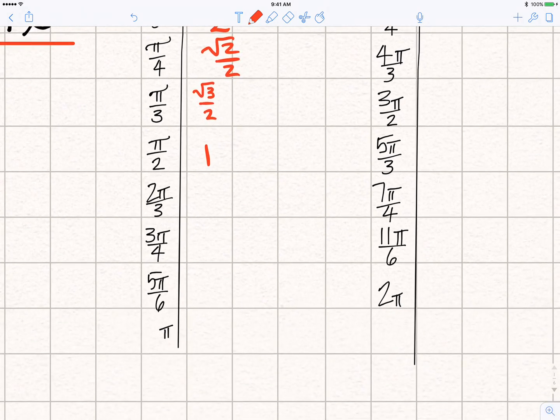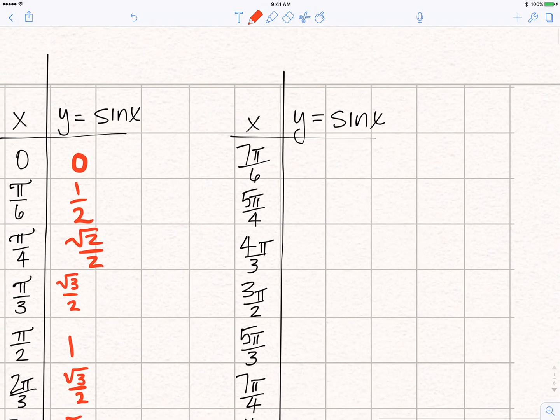The y value at 2 pi over 3 is root 3 over 2. It's a long leg. Y value at 3 pi over 4, root 2 over 2. Y value at 5 pi over 6, 1/2. And the y value at pi, 0. So that takes care of quadrants 1 and 2. Let's go back up to the top.